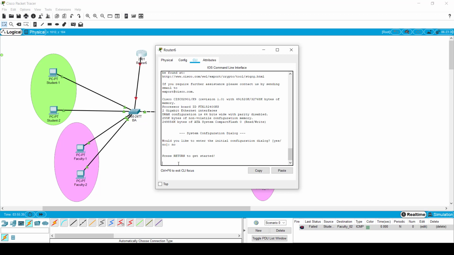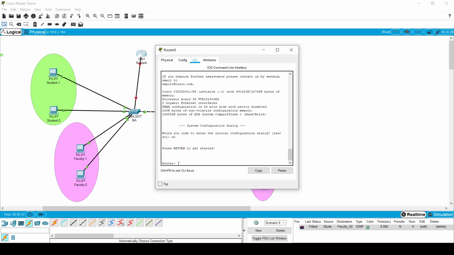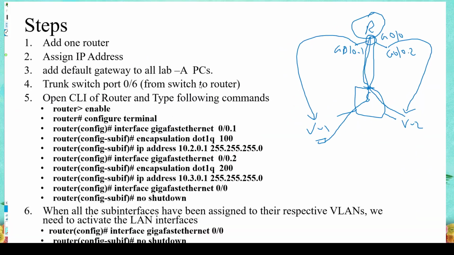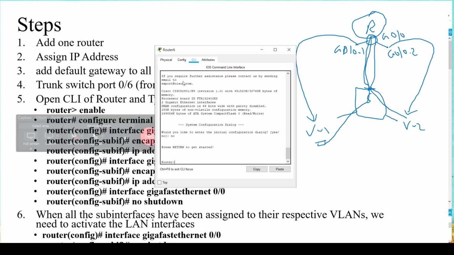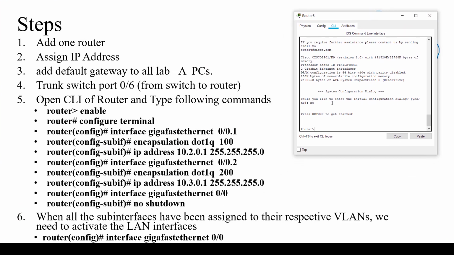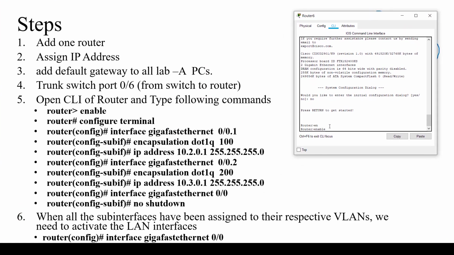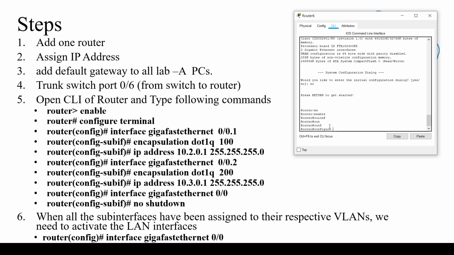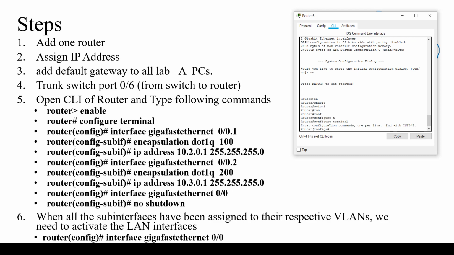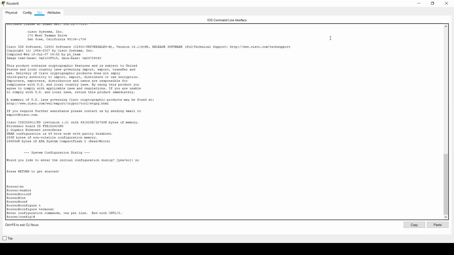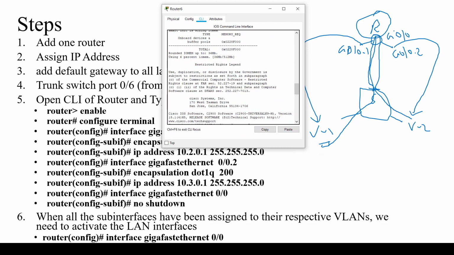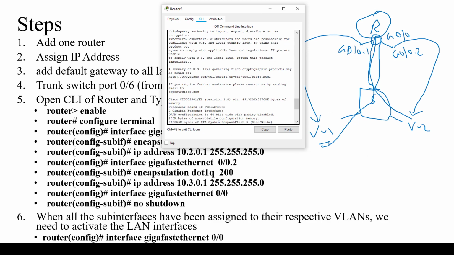Now type no, right? This is user execution mode. It is the same terminal, same topology, and the same kind of execution we have to do. Let me open the screen. So again, we are going to enable, then configure terminal. We are going to talk about this specific terminal, the GigabitEthernet.